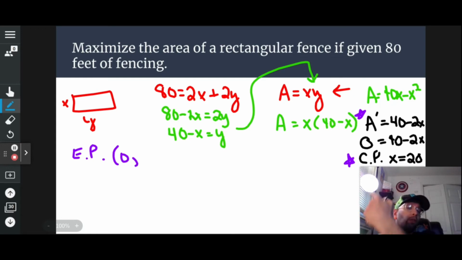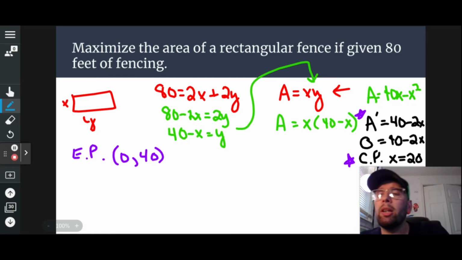Why not 80? Because if I have to make a rectangular fence and this side is 40, then the opposite side has to be 40. And the sides connecting them are basically going to be nothing. So I have endpoints of 0 and 40 and a critical point of 20.